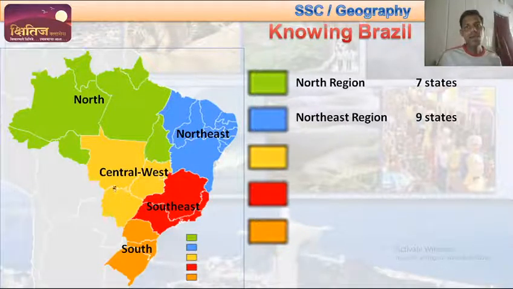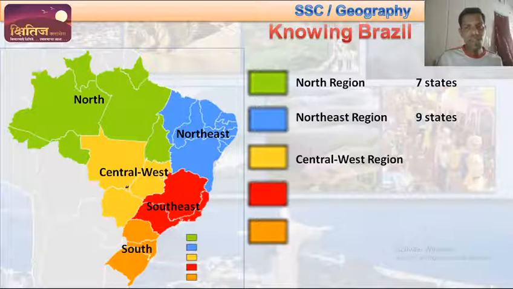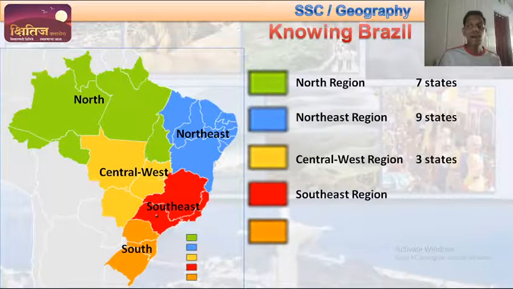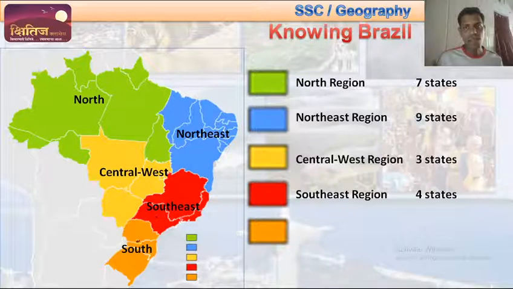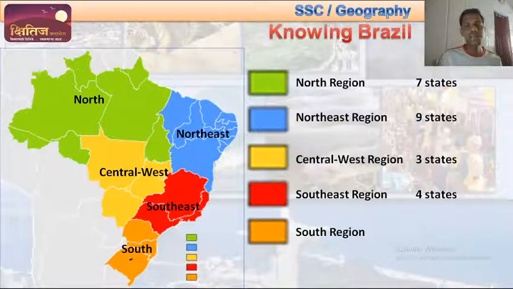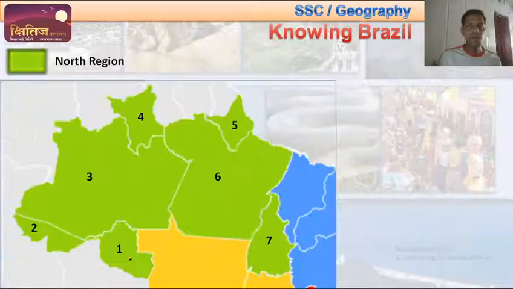region. In the third region shown in yellow color, it is the central west region and there are 3 states in this. Then number 4 is the southeast region shown in red color and there are 4 states in this region. And lastly, the region shown in saffron color, that is the south region, and there are 3 states in this region. Okay, so let us study the names of these regions one by one.